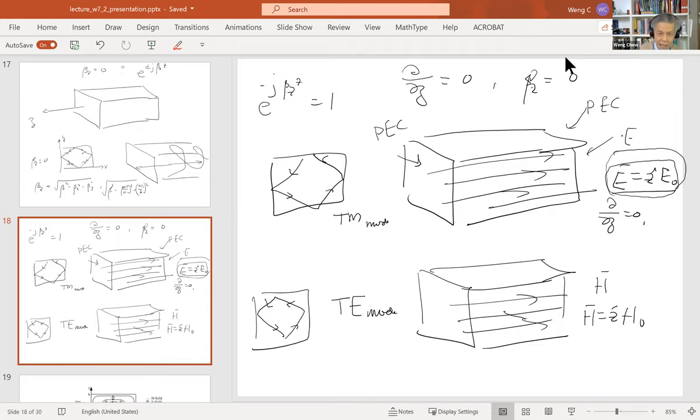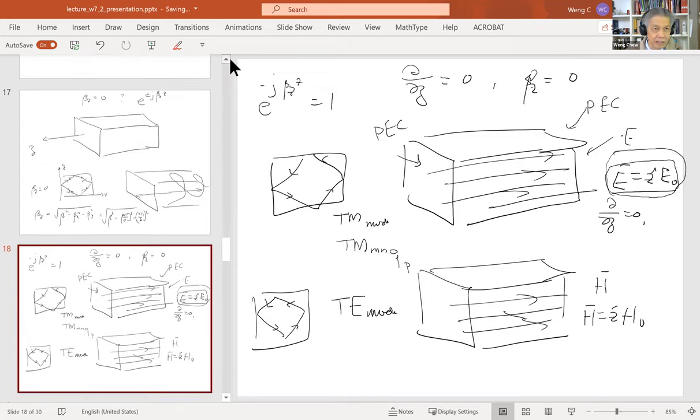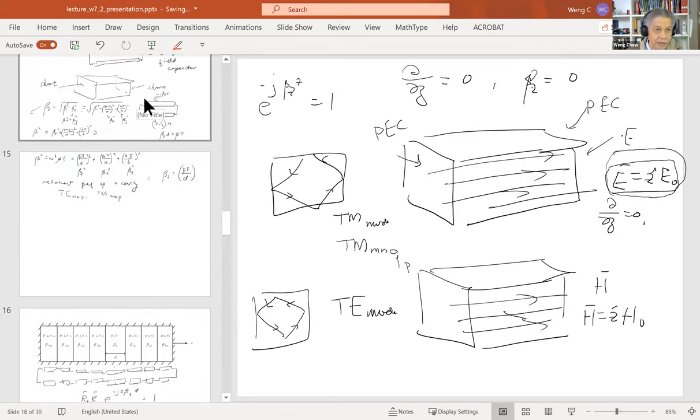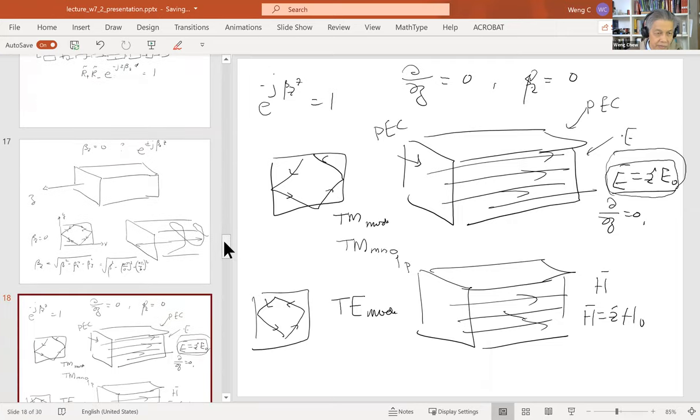So if you have a TMmn mode, finally, it becomes a TMmn0 mode if I put the end caps on both ends of the waveguide. Can you see that? Because it has no Z variation, this p index is equal to zero. If I look at my transmission line model and put in the third dimension, my p index is zero because there's no Z variation on this transmission line, okay?